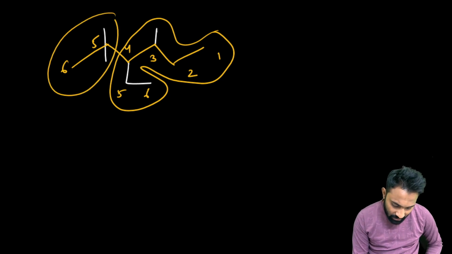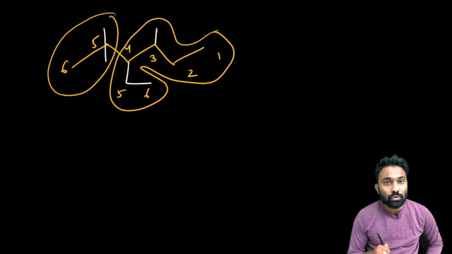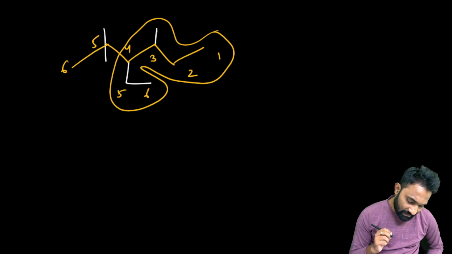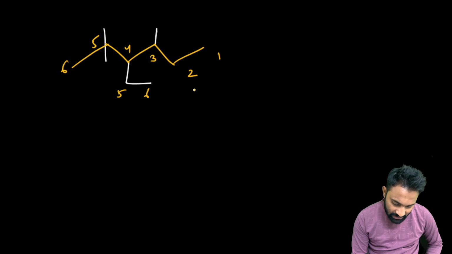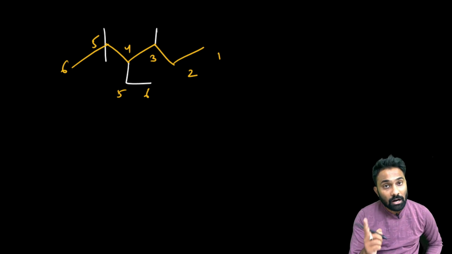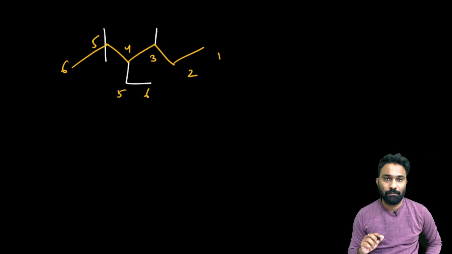But if you choose this as a parent carbon chain, this one will become the complex substituent. How to name the complex substituent? I will explain very clearly. If in the question they ask with the complex substituent, then you choose this as a parent carbon chain. Then according to the IUPAC name given in the option, you have to choose.